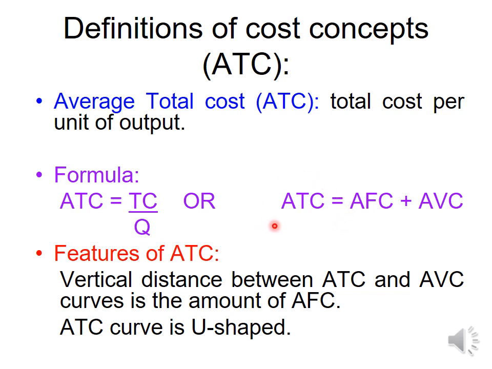ATC and AC are used interchangeably. Average total cost and average cost are used interchangeably. Now, a feature of ATC: the vertical distance between ATC and AVC is AFC. What I'm saying is, when we take average total minus average variable, what you get is average fixed. Let's take a look whether this is true or not.